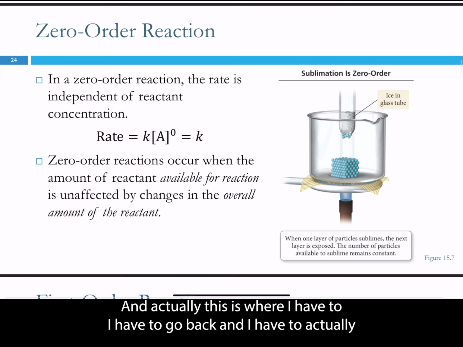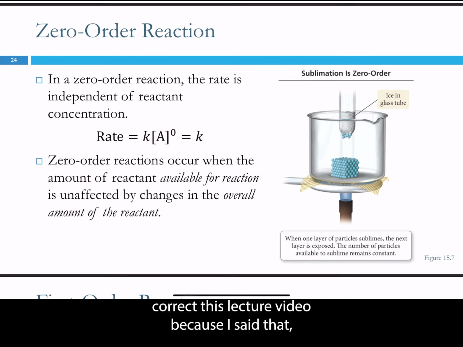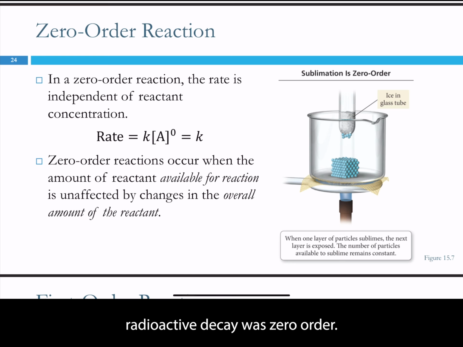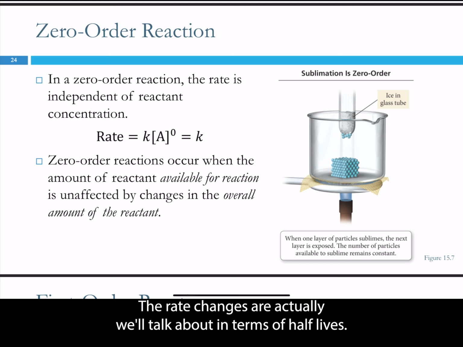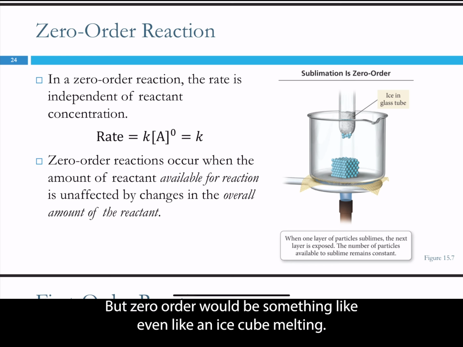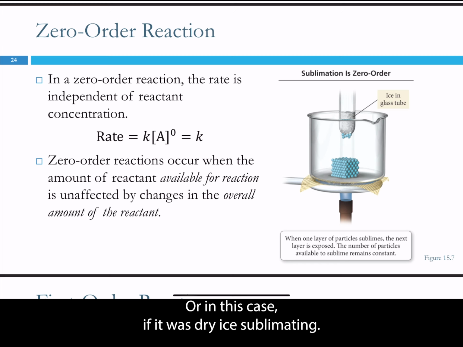Then actually, this is where I have to go back and correct this lecture video, because I said that radioactive decay was zero order. It is not. It's first order. Zero order would be something like an ice cube melting, or in this case, if it was dry ice, subliming. And we'll see why when we talk about half-lives, how that's different.